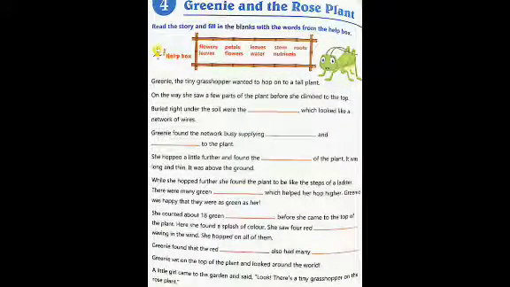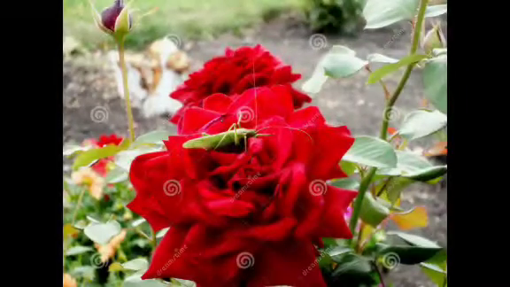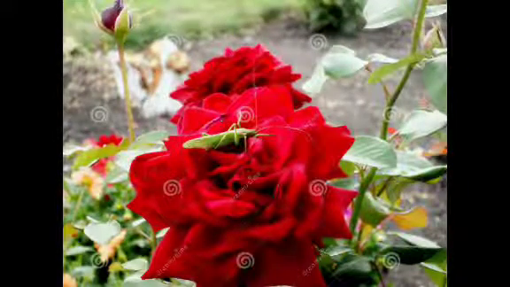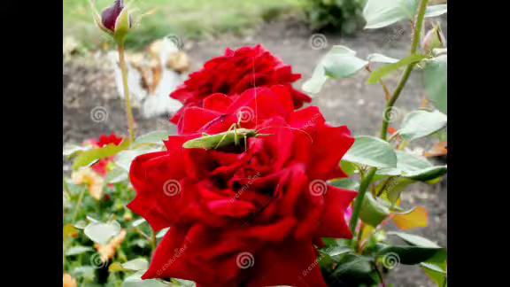Okay. Then next point. Greenie sat on the top of the plant and looked around the world. Finally, Greenie sat on the top of the plant. She sat on the top and looked around the world. I think Greenie is happy to see the world.